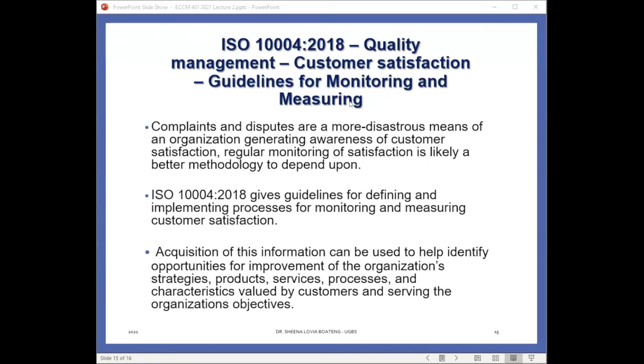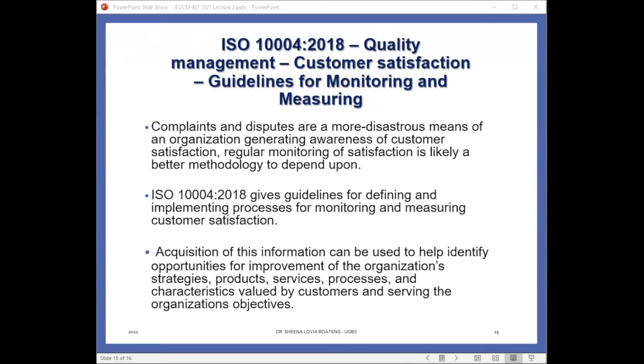Guidelines for monitoring and measuring. Good. So this one is directly related to what we are going to be studying in this course. A lot of the things we will be discussing throughout the course have to do with the guidelines that have been put in place in this document to help organizations monitor and measure customer satisfaction.